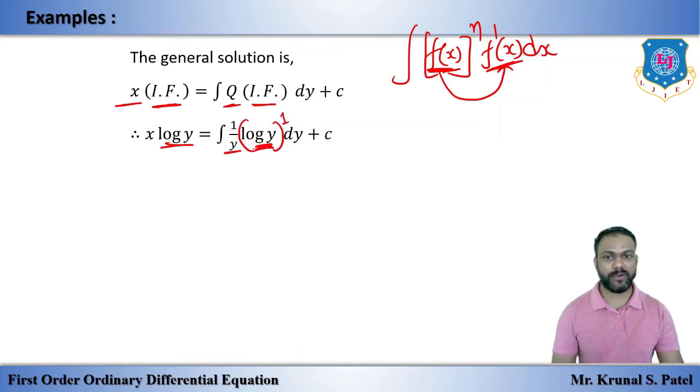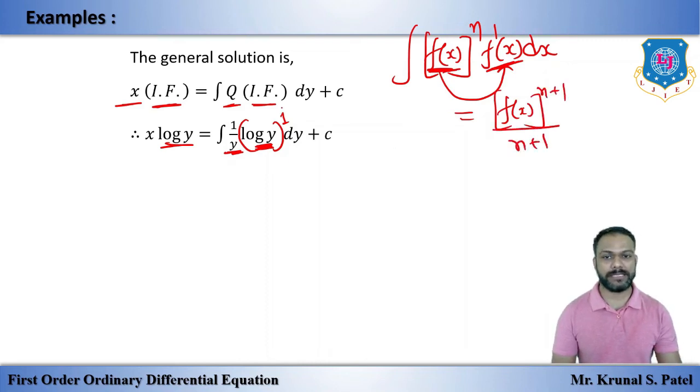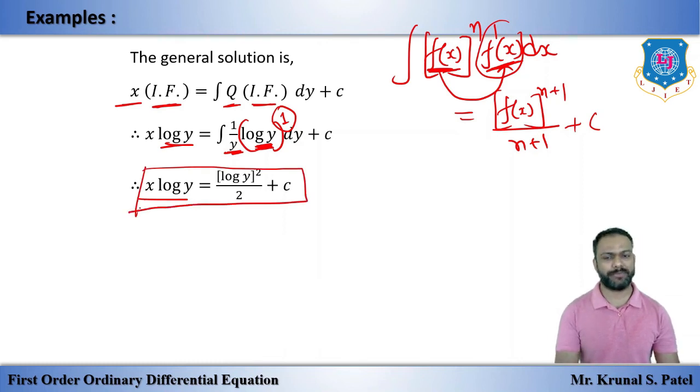Differentiation of log y is 1 by y. So we can use this formula, that means one power increases and that power is in the denominator. So we'll increase this power. So x log y as it is, and log y raised to 2 by 2. And this is cancelled out. F dash x is removed from the answer. Plus a constant, and this is our final answer. This is our general solution. Okay, no need to simplify.